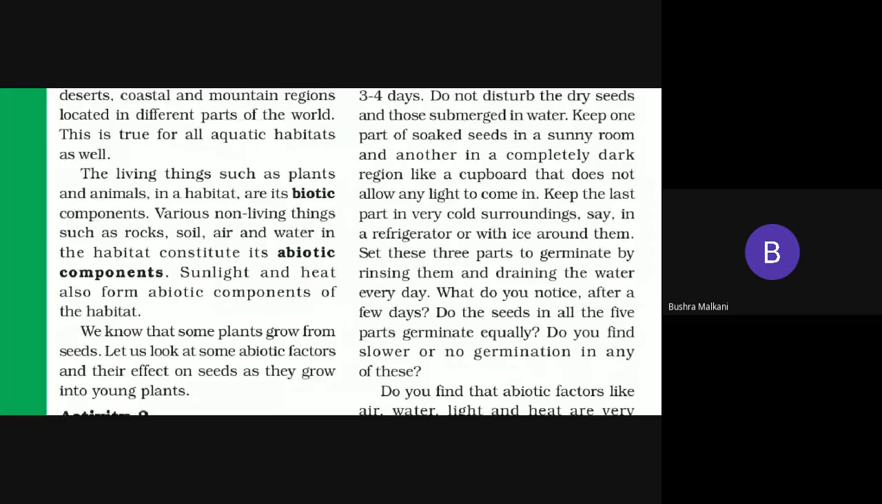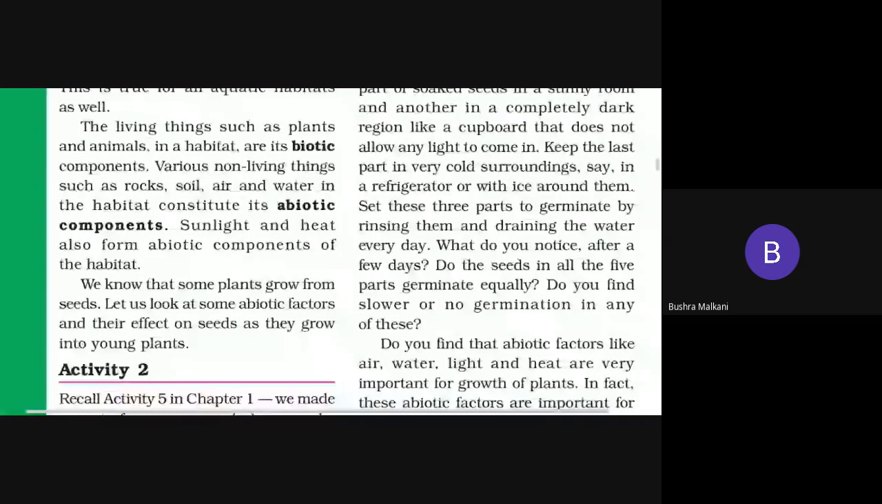Yes, read it. We know that some plants grow from seeds. Let us look at some abiotic factors and their effects on seeds as they grow into young plants.